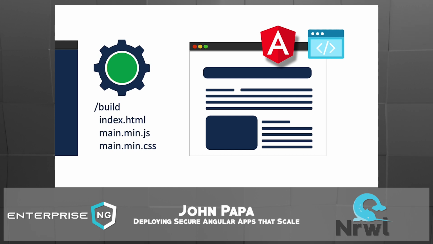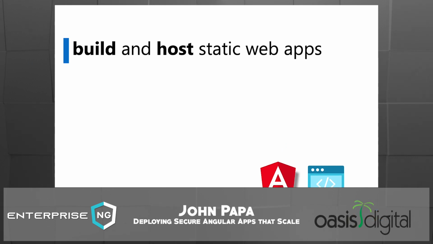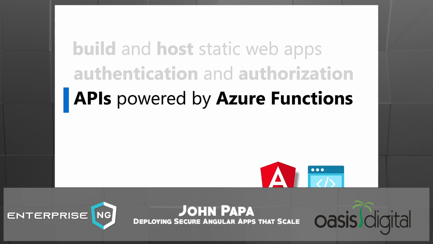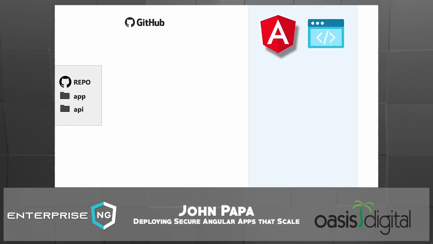We need a fundamentally new kind of cloud service for these applications. So what do we need? We need to be able to build and host our static web apps, set up security with SSL and authentication and authorization, be able to handle our APIs, possibly powered by serverless technology, and then set up a pipeline for CI and CD, possibly using something like GitHub Actions. So how does this work?